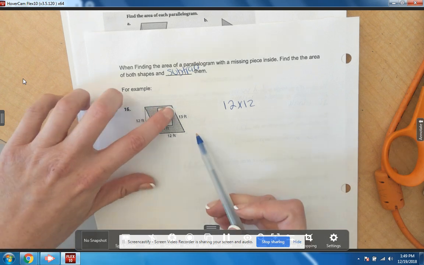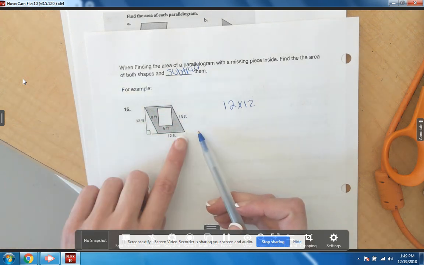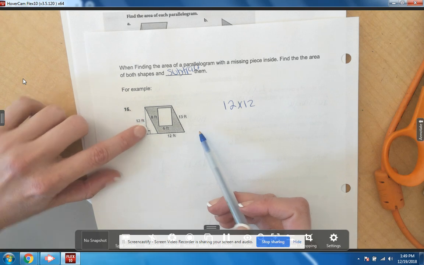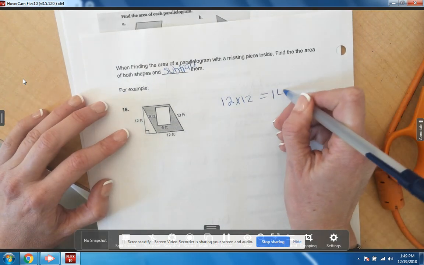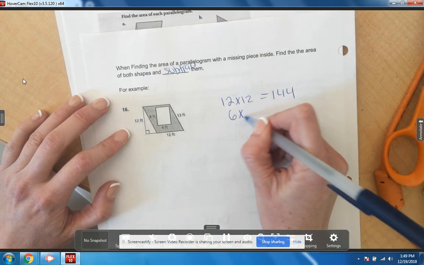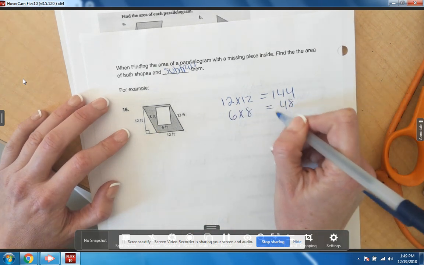So remember, this 13 is here just to throw us off because you have a parallelogram. It's base times height. They have to make a 90-degree angle. So this 12 is the height. So that's 144. And then the rectangle is 6 times 8. That's 48. And then I'm going to subtract them.